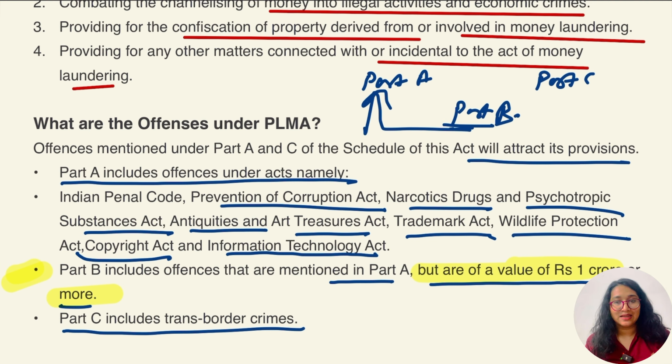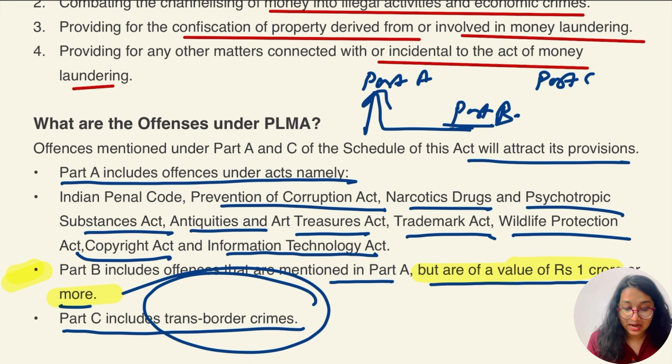What about Part C? Part C says about trans-border crimes. So there are three parts which are mentioned. You have to tell me which part this covers. I'll say it again.